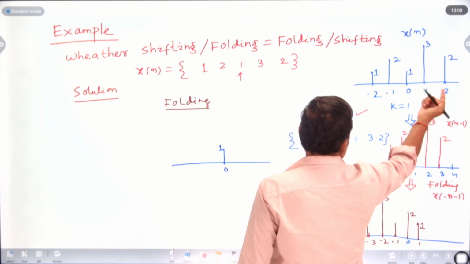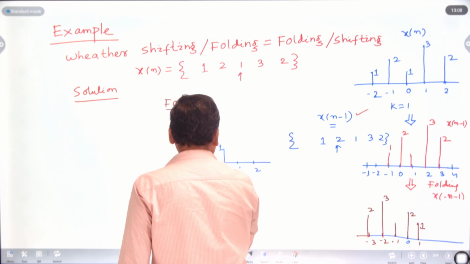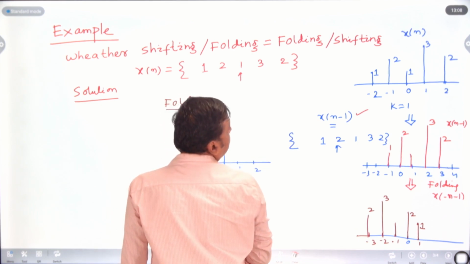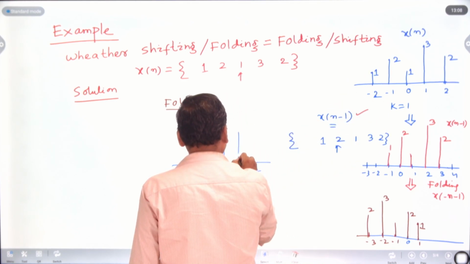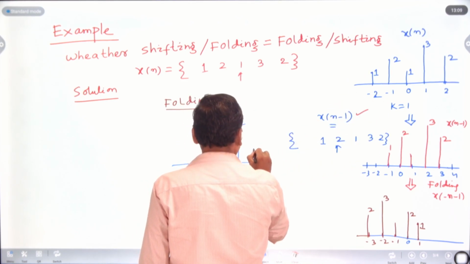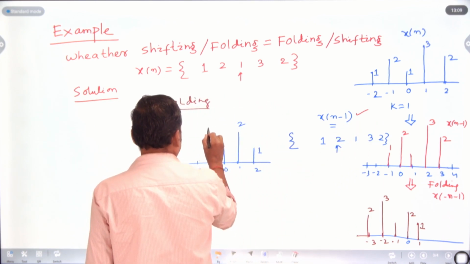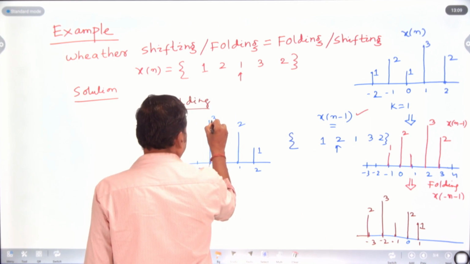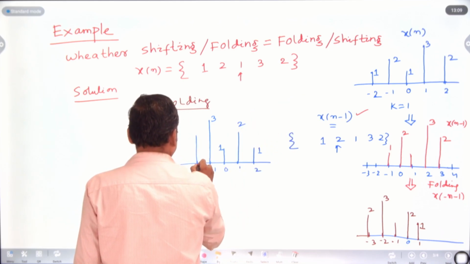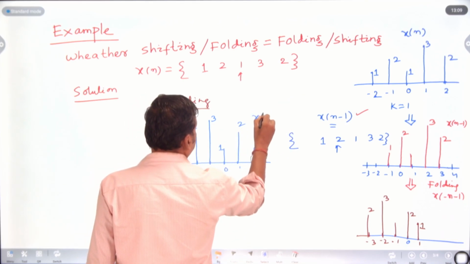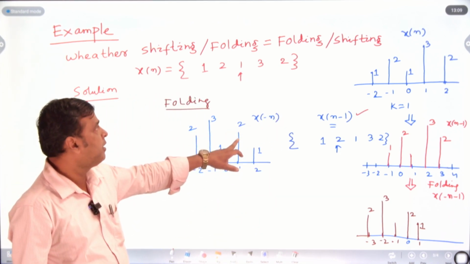Whatever minus 1 becomes plus 1. This is your 1, this is your 2. Similarly here, this is your minus 1 and this is your minus 2. So whatever minus 1 becomes plus 1, that is 2. Then minus 2, that is 1, becomes plus 2, this is 1. Whatever is at 1, 3 becomes minus 1. This is your 3, and 2 becomes minus 2, that is your 2. So this is x of minus n, after folding.